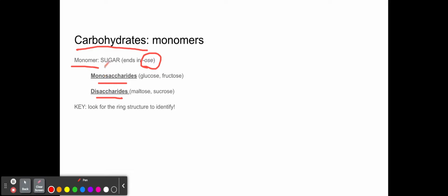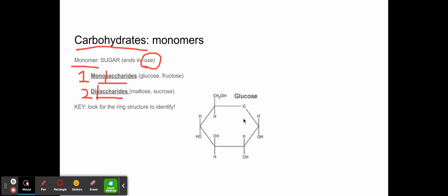Don't get scared by this, okay? Mono means what? It means one. And saccharide is actually Latin for sweet, so sugar. Examples of that would be glucose and fructose. A disaccharide, di, this prefix means two. So this is going to be a sugar that has two carbon rings.